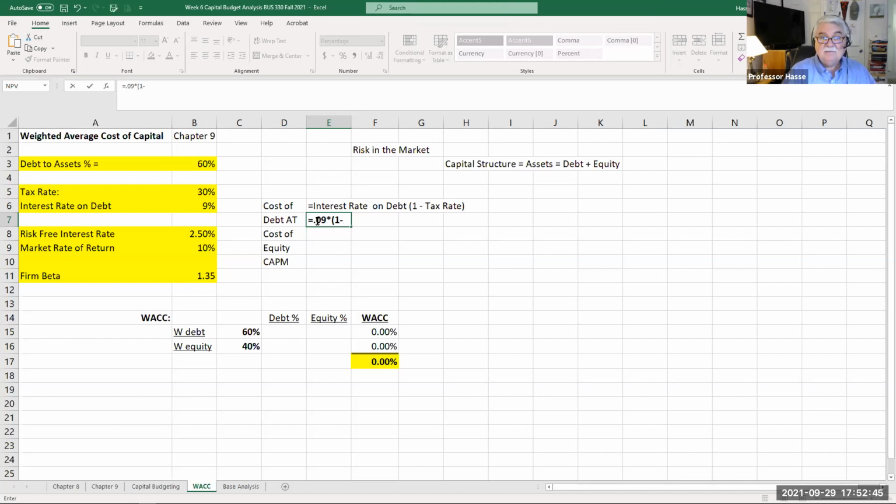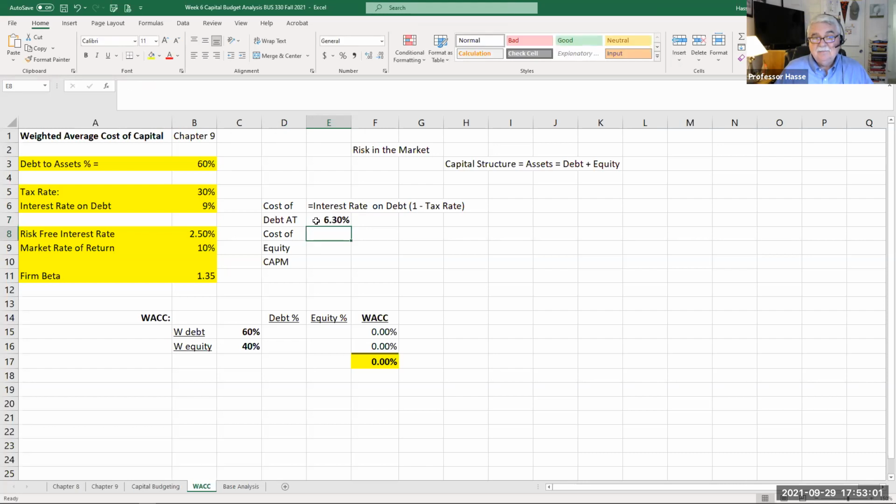1 minus 30%, 0.3. So 9% times 1 minus 0.3, which is 9% times 0.7, right? I get 6.3%. So yes, this company is paying 9% on their debt, but after they get the tax deduction on that interest, it's only really costing them 6.3%. That's the cost of their debt right now, today.